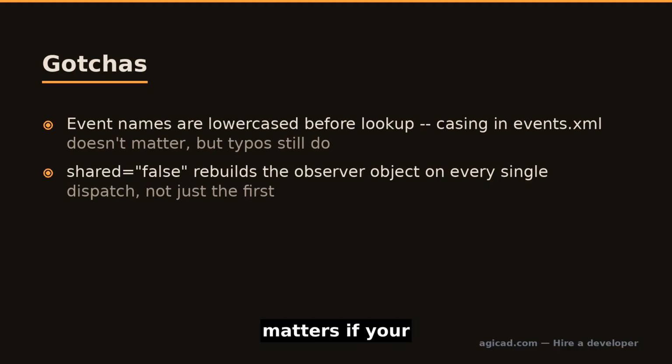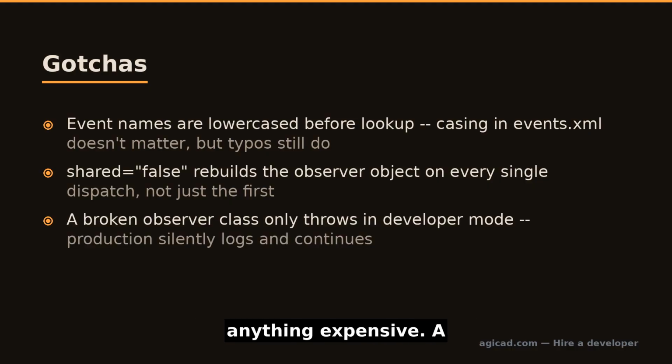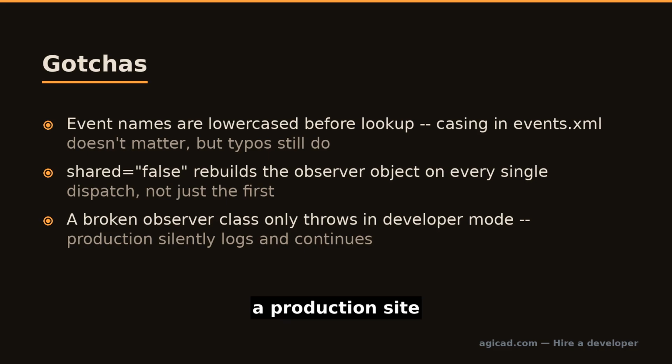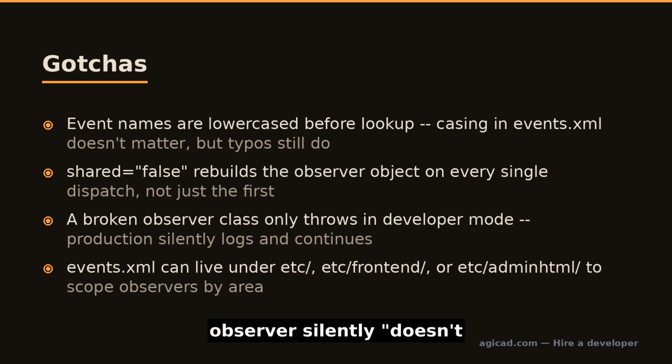A broken observer, wrong instance class or missing interface, only throws in developer mode. On a production site it just logs a warning and the rest of the request continues, which is a common reason an observer silently doesn't fire for months. And events.xml isn't limited to the global etc directory. Placing it under etc/frontend or etc/admin scopes those observers to just that area.